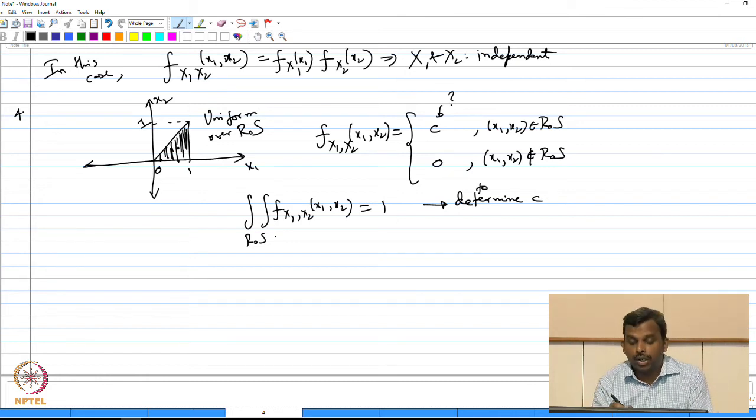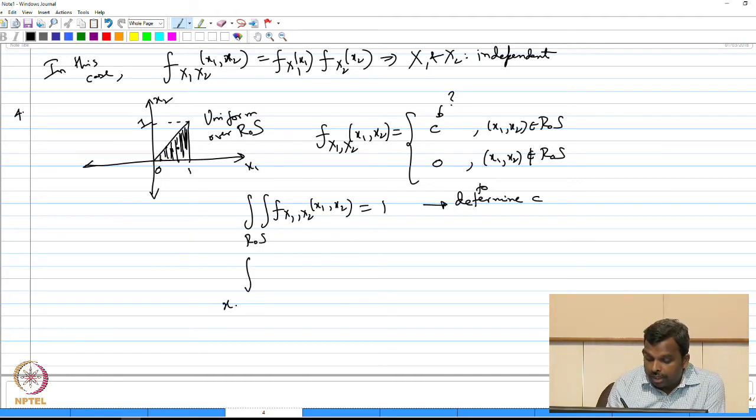So how do you do this integration? I need a description of the region of support. To describe the region of support, I will first take x1 from 0 to 1. If you notice, in the region of support, x1 takes values from 0 to 1. Now for every particular x1, what is this line? You should have a description of this line. This is x1 equals x2.